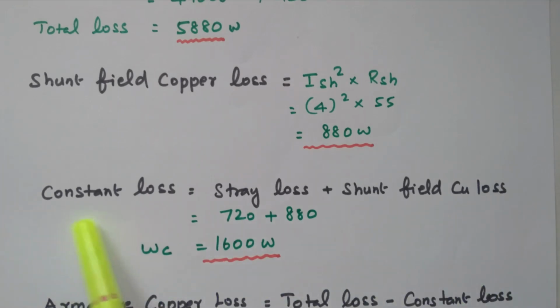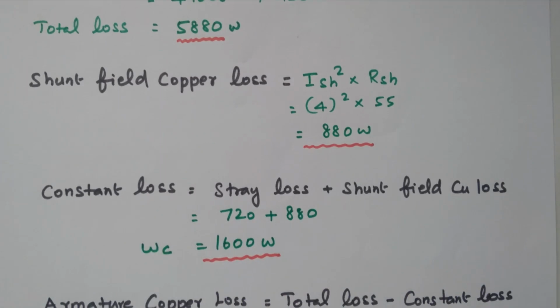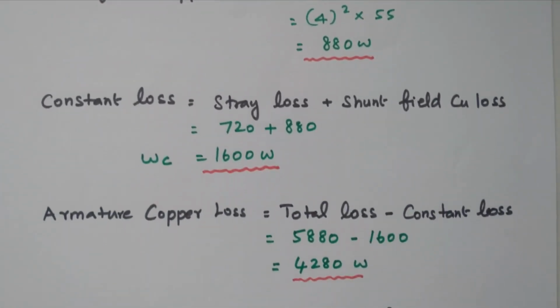Right. Now, we calculated the constant loss. What is the total loss? Total loss is nothing but armature copper loss plus constant loss. But we know this total loss and constant loss, so we can calculate the armature copper loss. From total loss, if you subtract the constant loss, we will get the armature copper loss. So the total loss is 5880 minus the constant loss of 1600 watts. By subtracting this, we got 4280 watts. So this is the armature copper loss.